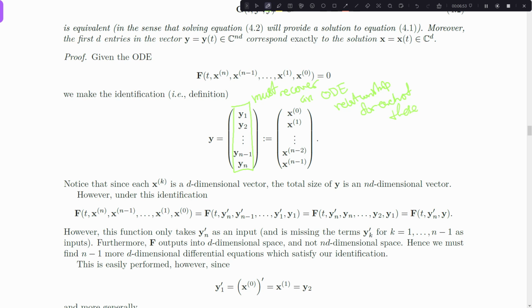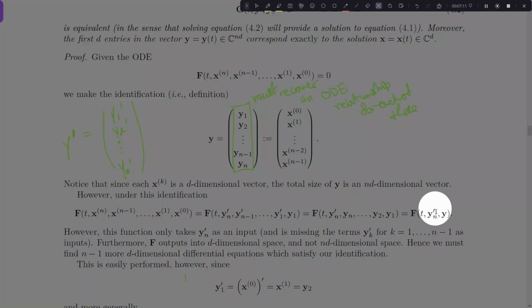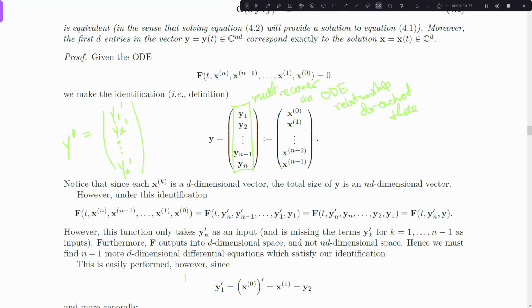So each of the y's that are sitting in the y vector need their own ODE relationship, right? Because y prime is actually y1 prime, y2 prime, dot, dot, dot, yn prime. And right here we have a relationship of yn prime that's going to be equal to 0 because the capital F of the inputs is equal to 0 in my original ODE. So I have a relationship for specifically this term of y prime, but the rest of the terms in y prime, I will have to derive a relationship for those.